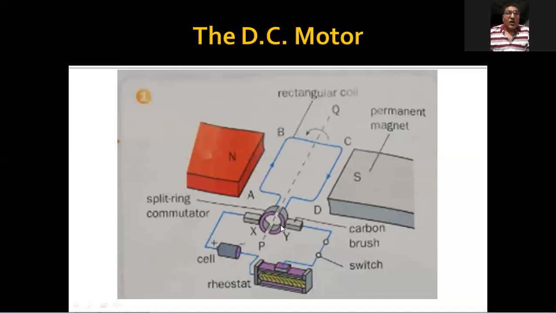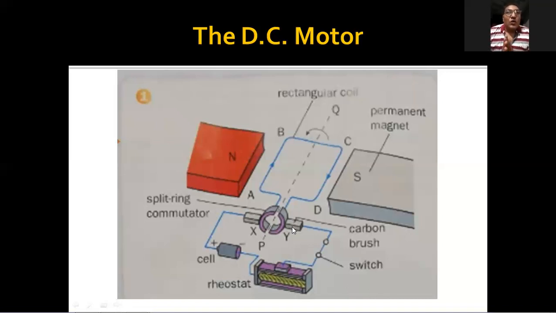And when the coil rotates beyond that vertical position in the anti-clockwise manner, this X ring, which was connected with the positive terminal, comes in contact with this carbon brush. And so the current flowing in the AB starts flowing from B to A, because it comes in contact with the negative terminal of the battery.